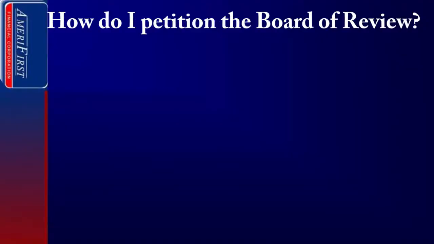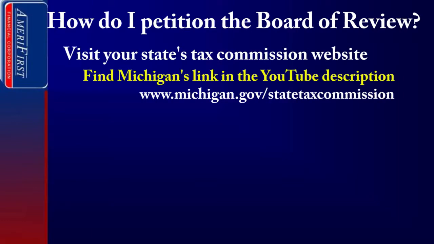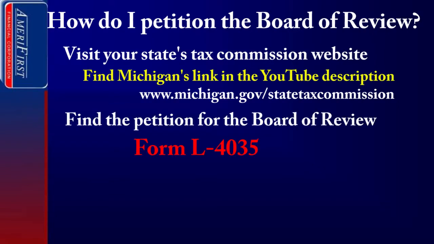If I disagree with the value they have my house set at and I want to dispute that, how do I go about petitioning the Board of Review? First, you can go to the State Tax Commission's website, and we'll have a link for it on the video here. You need to get a petition to the Board of Review. It's called the Form L-4035, and that form allows you to state the reason for your protest and give that to the Board of Review for them to review.